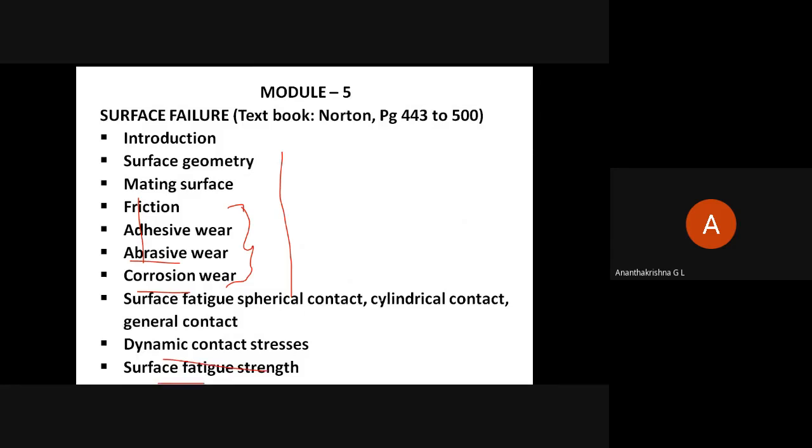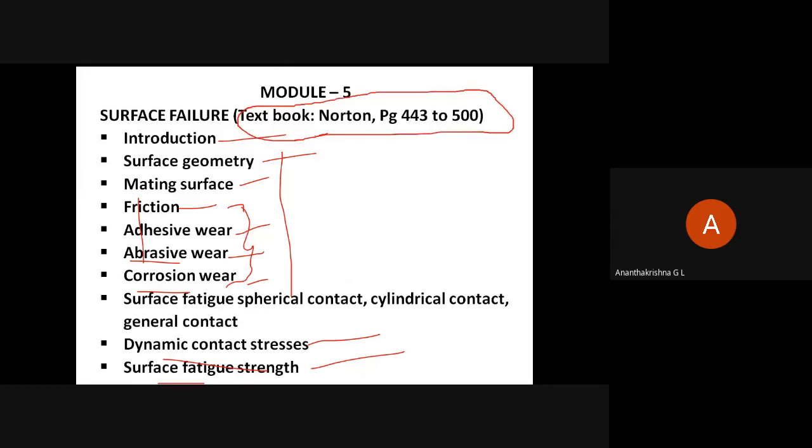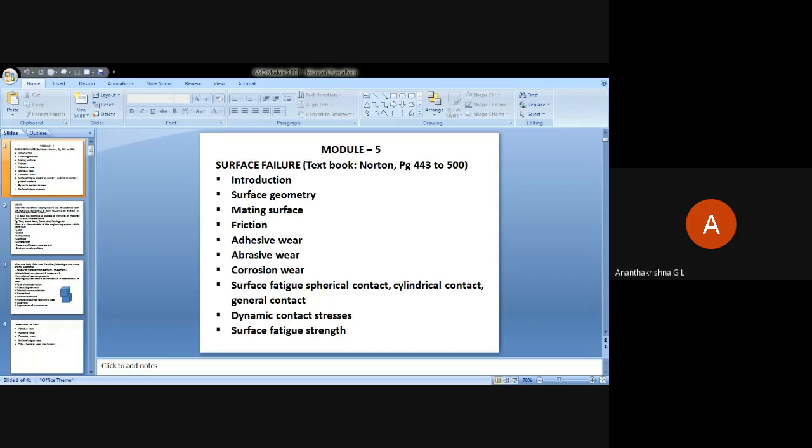Very rarely about derivation. So we learnt about introduction, surface geometry, mating surface, friction, adhesive wear, abrasive, corrosion, dynamic contact stresses, and surface fatigue strength. So these are the topics that are there in module 5. And if you want further input into this, refer textbook Norton. Is that okay? Fine. So we'll look a bit at a question paper from university.